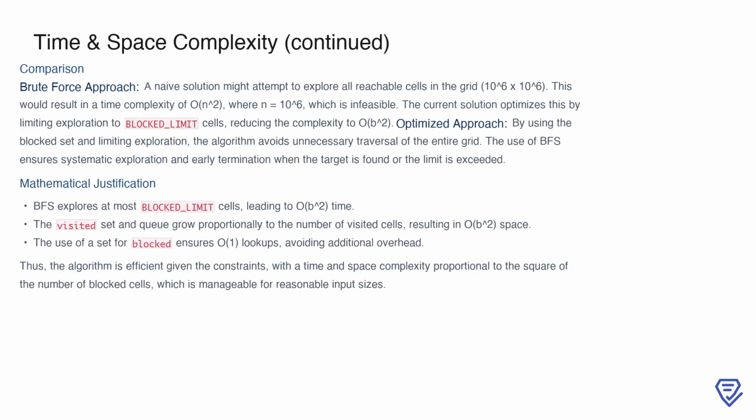When comparing our optimized approach to a brute force solution, the difference is significant. A naive approach would attempt to explore all reachable cells in the grid, which consists of 10 to the power of 6 by 10 to the power of 6 cells.